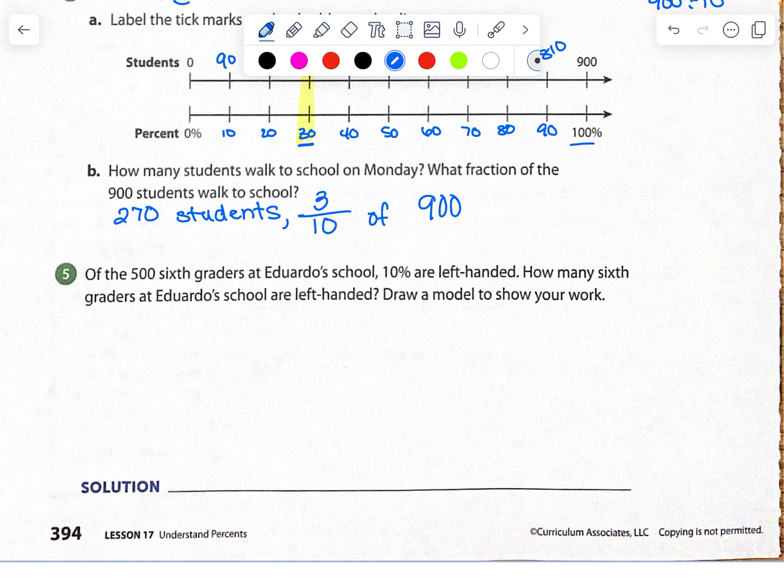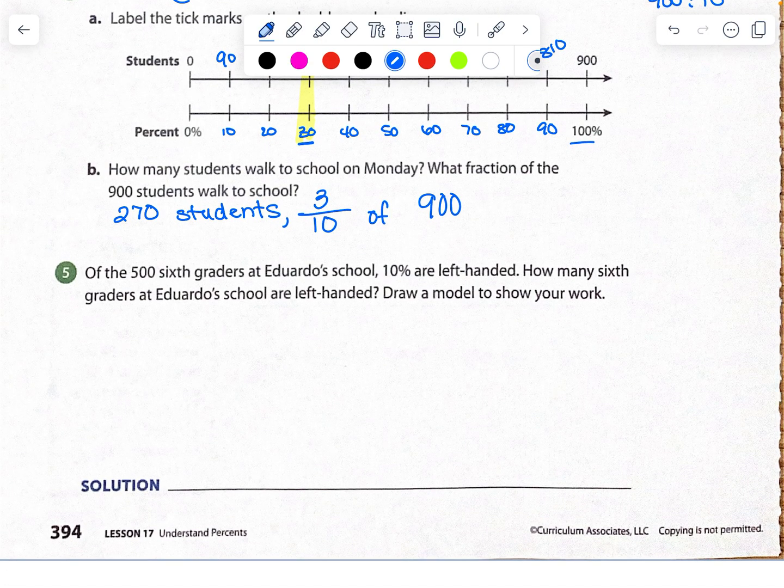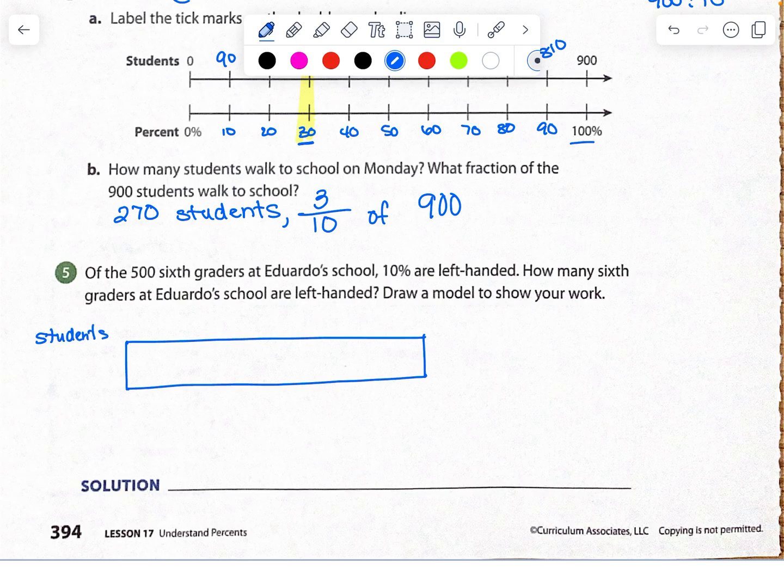Last one. Of the 500 sixth graders at Eduardo School, 10% are left-handed. How many sixth graders at Eduardo School are left-handed? Draw a model to show your work. Okay, I like the fraction bar, but I kind of use it like a double number line. Okay, you're always going to want to label, so I'm going to put students here, percents down here, and they always start at 0. Percent is always ending at 100%. That would mean you have everything. And in this problem, all the students, the total is 500, so that's what goes up here.